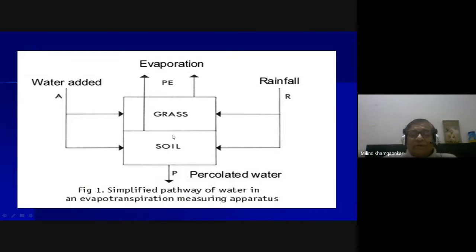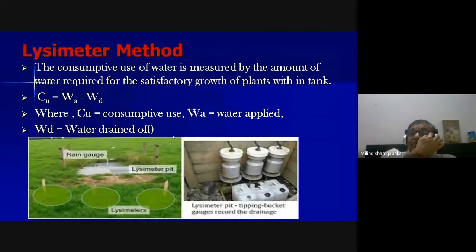Again the water budget method is used. Water added, precipitation plus loss, either by evaporation, transpiration and percolation. All these are equated and we will find out the evapotranspiration. So consumptive use of water is measured by the amount of water required for satisfactory growth of the plants within the tank. So CU, consumptive use, or evapotranspiration is WA minus WD. WA is water added and WD is water drained off.